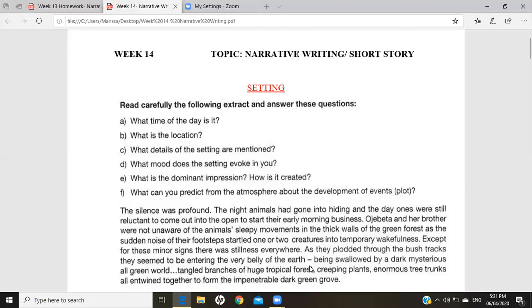Okay, but even some of the words that they use in the description, it seems a bit scary. So when they say swallowed by a dark, mysterious and creeping plants, enormous tree trunks, it all seems as though everything around you is so massive and you have no control over it and it's so frightening. It sort of paints that frightening image in your mind. So good. E says, what is the dominant impression and how is it created? So Denzel, this is your time to shine. What do you think is the dominant impression? So the overall feeling, and how do you think this is created?